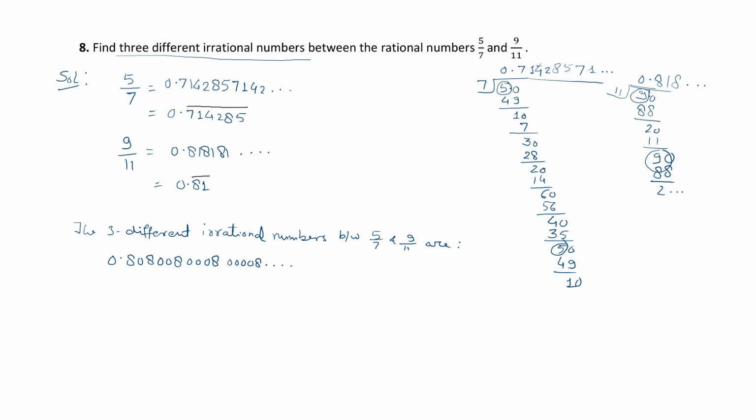Again, we can write 0.72, 0.072, 0.00072, 0.0000072 and so on. Similarly, we can write 0.78, 0.0078, 0.078, and 0.00078 and so on. So these are the three different irrational numbers between two rational numbers 5 by 7 and 9 by 11.